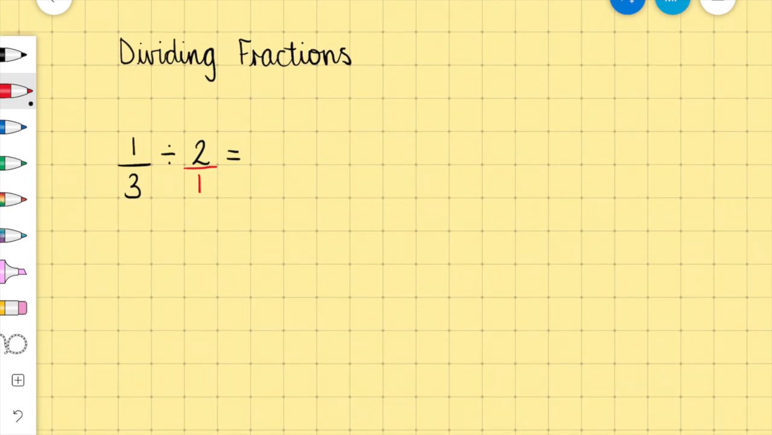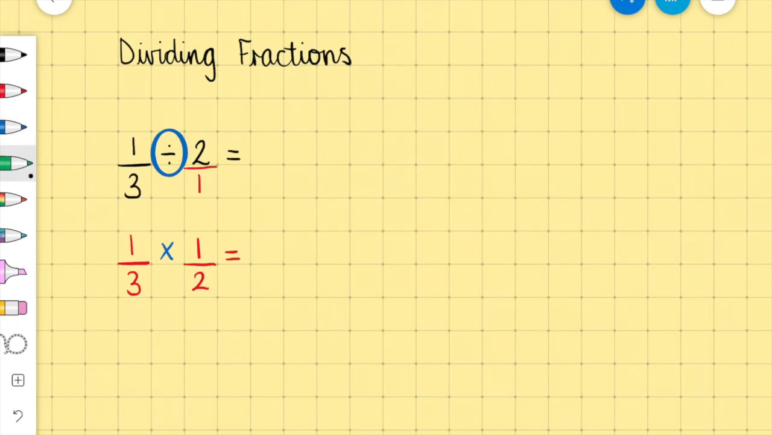Now that we've turned it into a fraction, we're going to rewrite the same number problem, except this time we're going to flip that second fraction upside down. So instead of writing 2 wholes, it becomes 1/2. Because we turned that fraction upside down and made it half, we need to do the same with the division sign. So we're going to do the inverse, flip it upside down and make it a multiplication. So we've now got 1/3 multiplied by half.